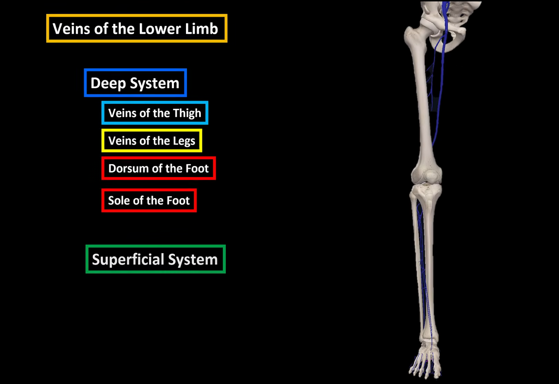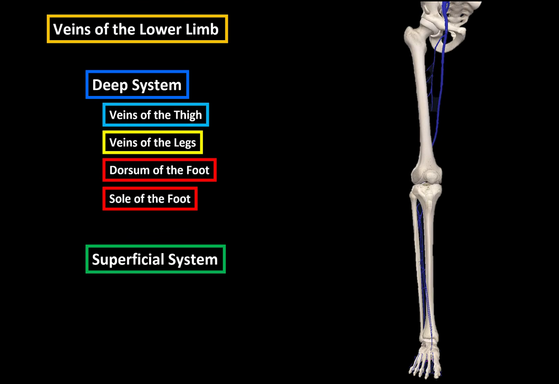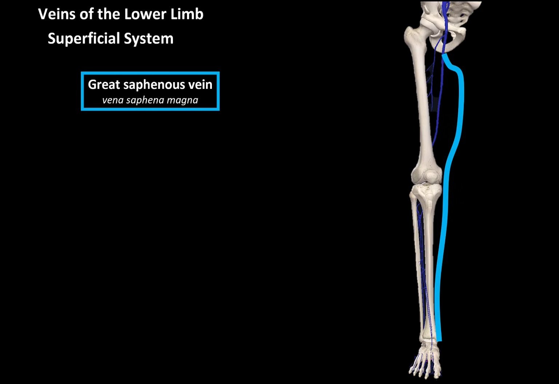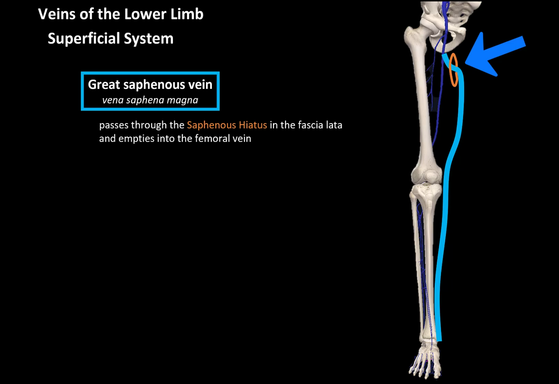Let's now go ahead and cover the superficial veins of the lower limb. And remember, they lie superficially and they lack corresponding arteries, so they're special for the venous system. And the first one is the great saphenous vein, as you see here. It passes on the medial side of the foot in front of the medial malleolus, and then continues on the medial side of the calf. On the thigh, it passes through the saphenous hiatus in the fascia lata and then empties into the femoral vein.